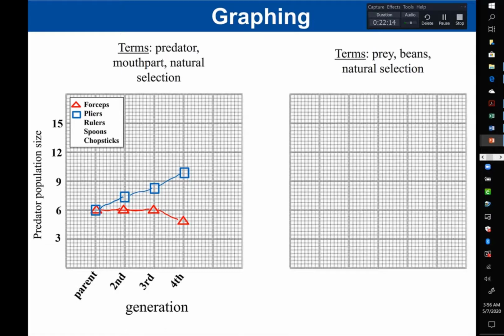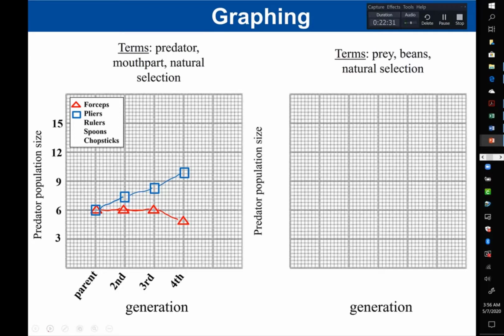And that's what we're looking for. Now, in our prey experiment, the graph is set up in very much the same way. We're comparing prey population size, right? So our prey population size and generation. So my axes are still the same.